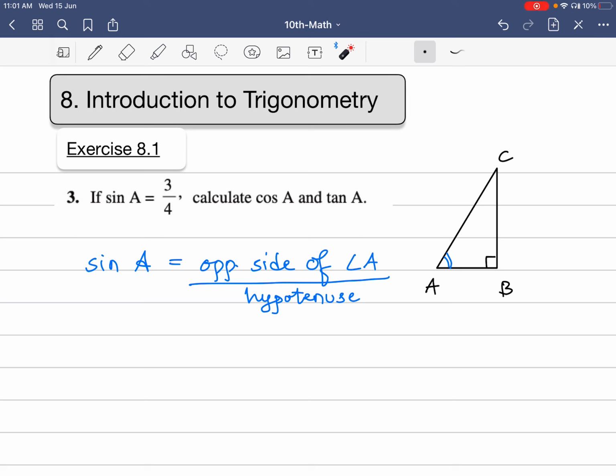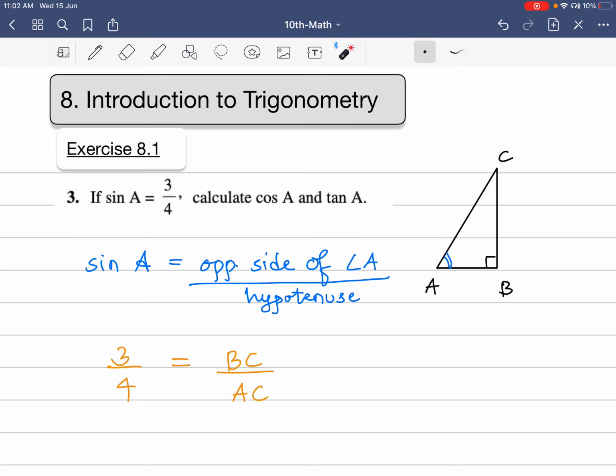So we are going to substitute this given value in this equation. Sine of A is equal to 3 by 4, and that is equal to the opposite side of angle A, this one, BC, divided by the hypotenuse. The hypotenuse is AC, so I'm going to put here AC.